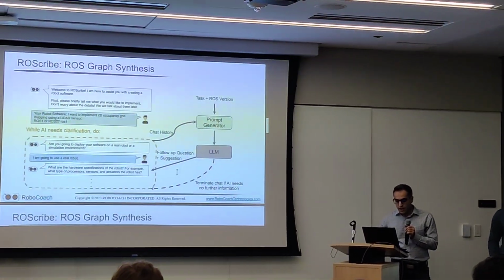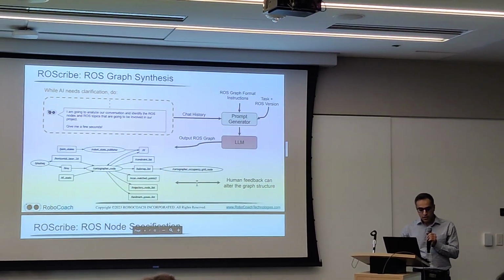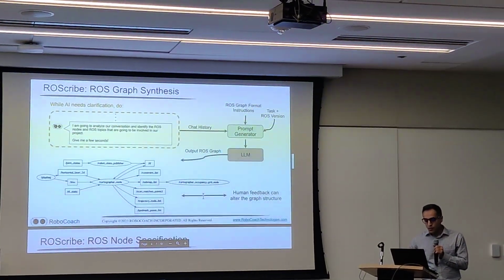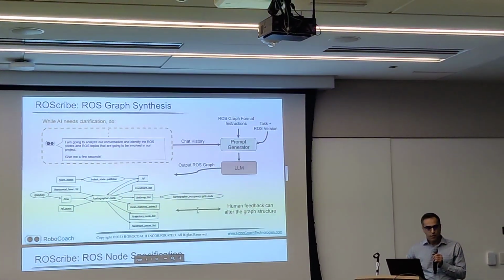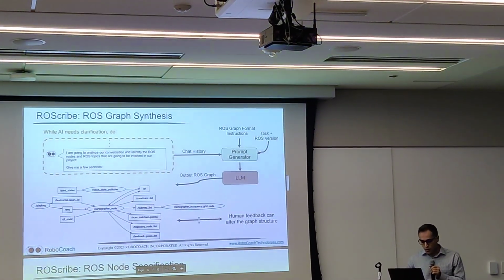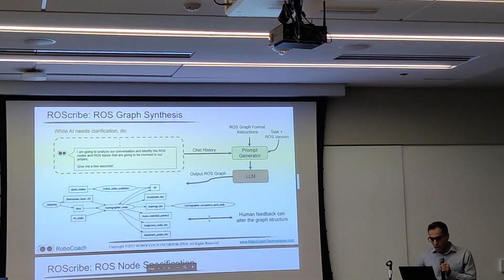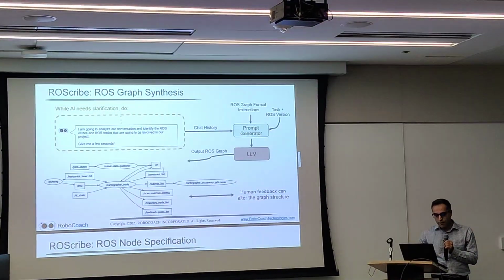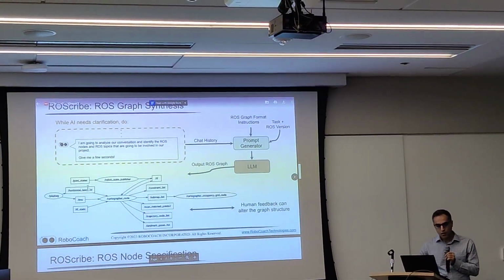And when everything is clear, we can show you the ROS graph. We also let you modify the ROS graph by removing or adding a ROS node. And this is now the top level done. Now we go to every ROS node and we want to generate the code for those.